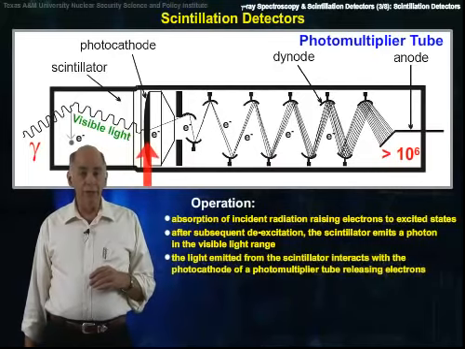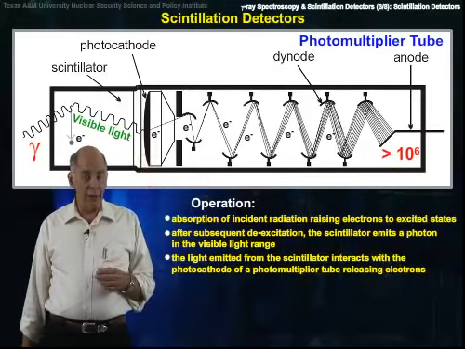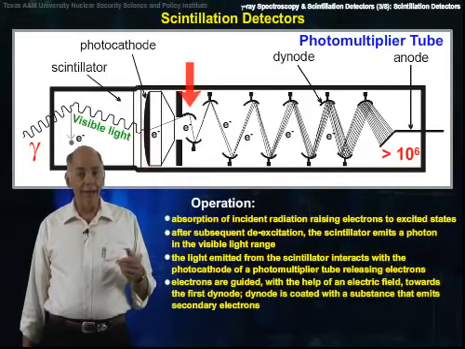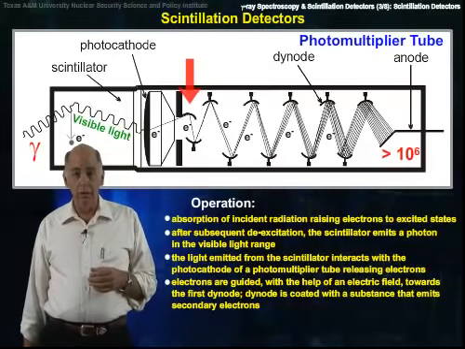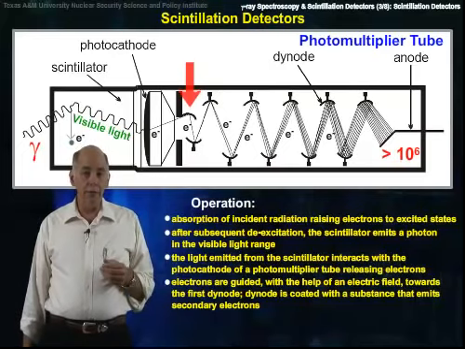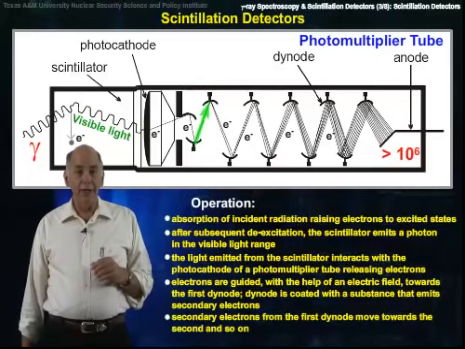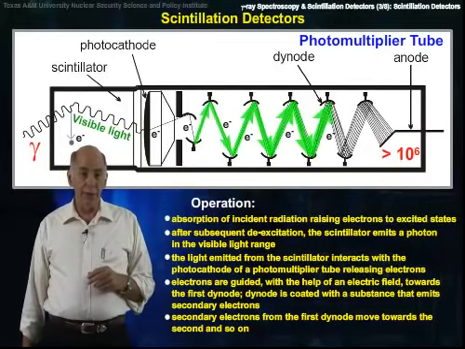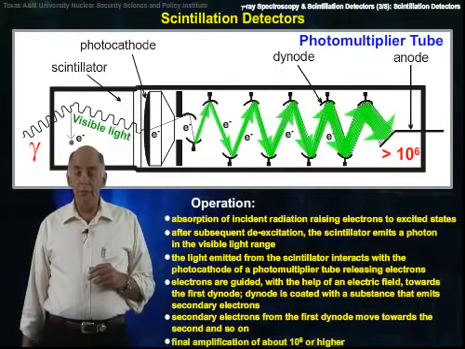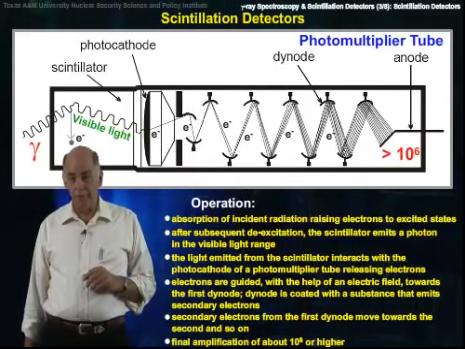The light emitted from the scintillator is guided to a photomultiplier tube where it interacts with the photocathode, releasing electrons. These electrons from the photocathode are guided with the help of an electric field toward the first dynode. The dynodes are coated with a material that emits secondary electrons, usually more than one. The secondary electrons from the first dynode move toward the second, and so on down the dynode string to the anode. More than 1 million electrons can be created for each electron starting from the photocathode.